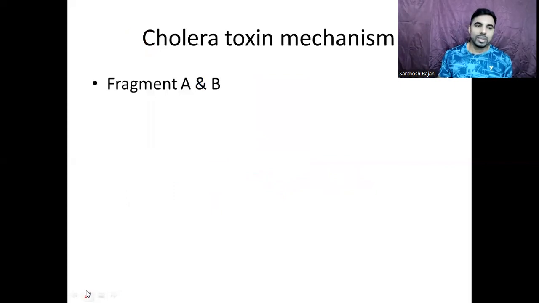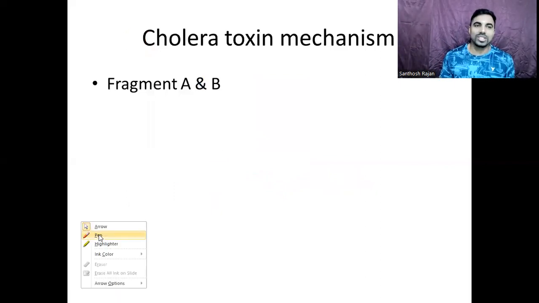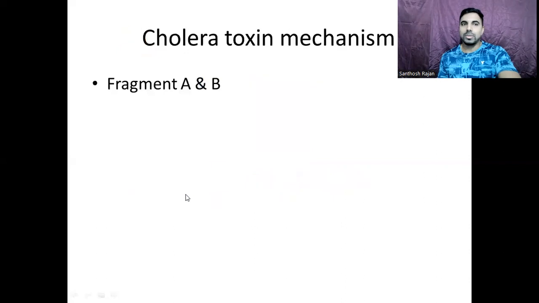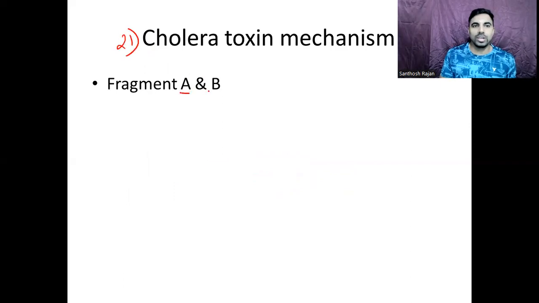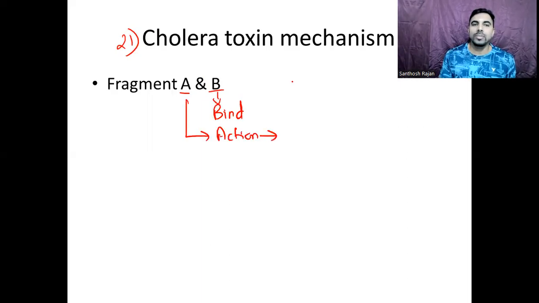Okay. Cholera toxin mechanism was again a frequently asked question. One toxin they always ask about is cholera toxin. Cholera toxin has two fragments, fragment A and B. B for binding, A for action. So what does it attack?